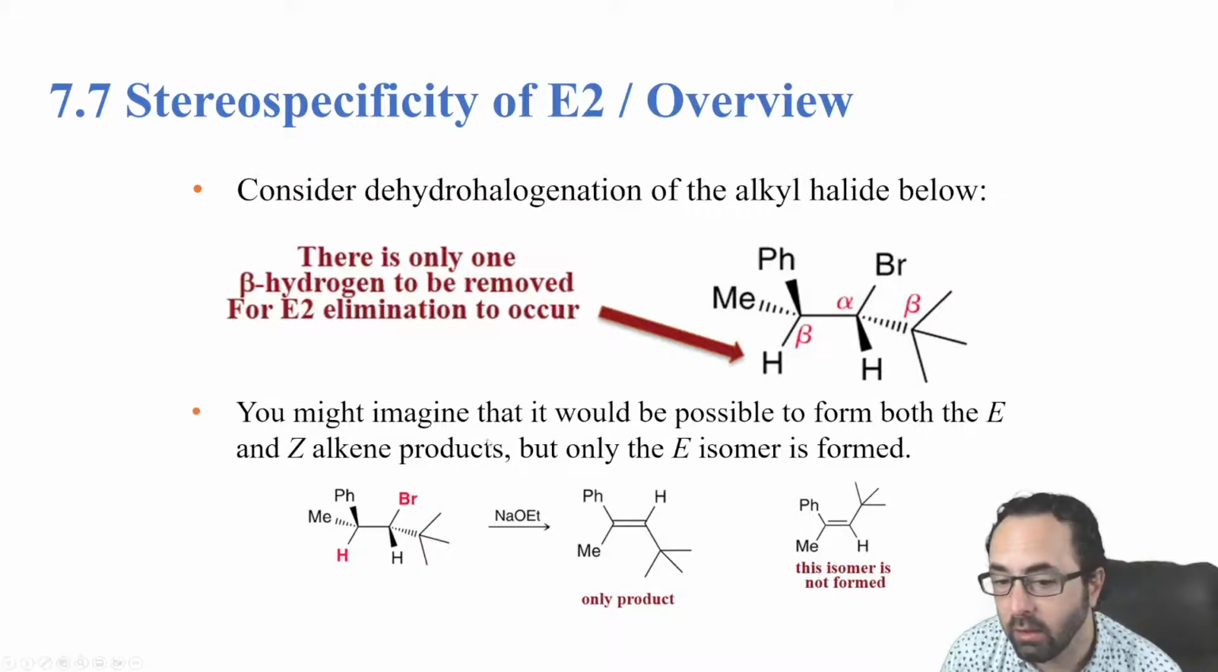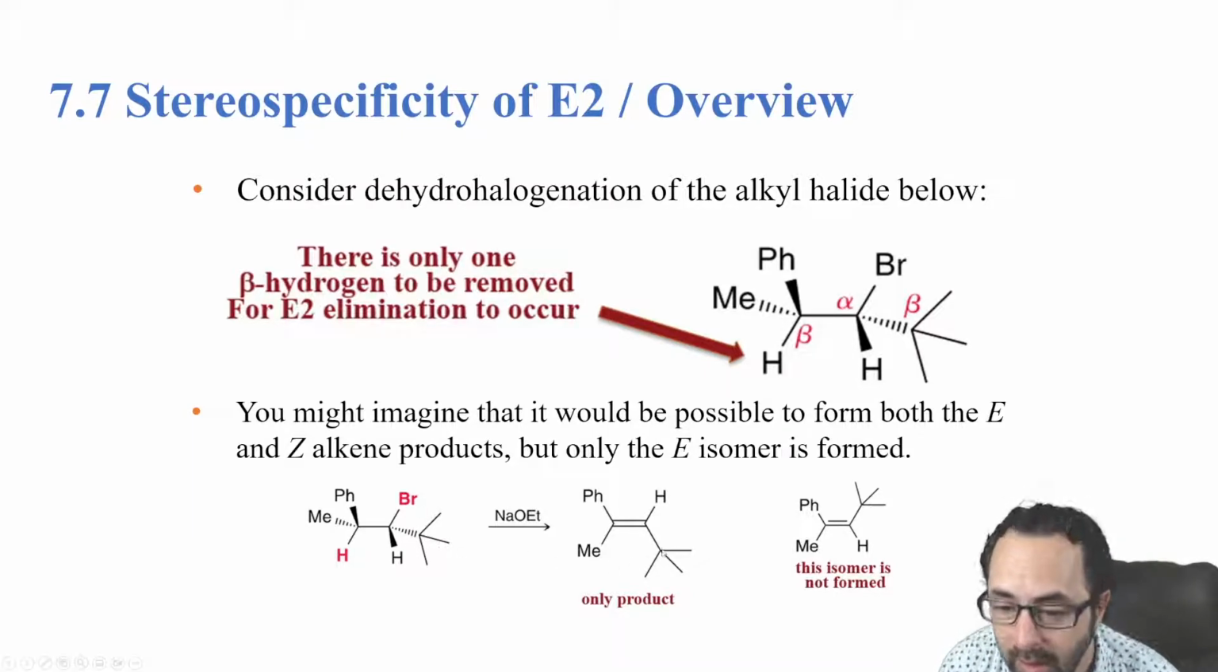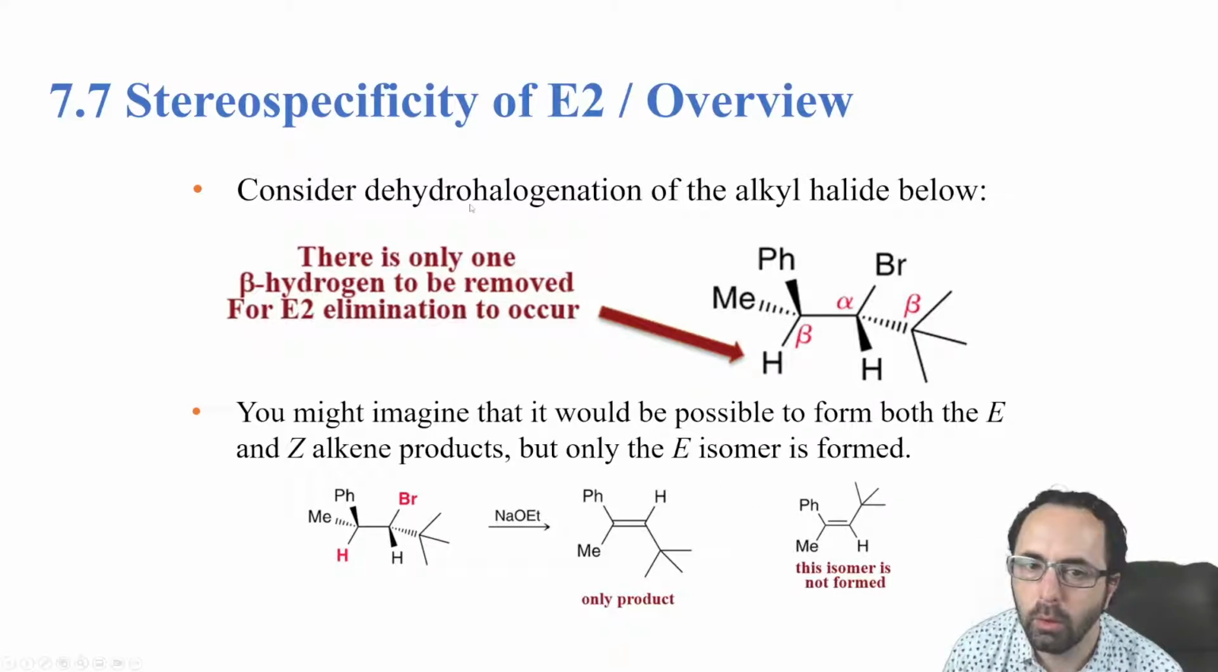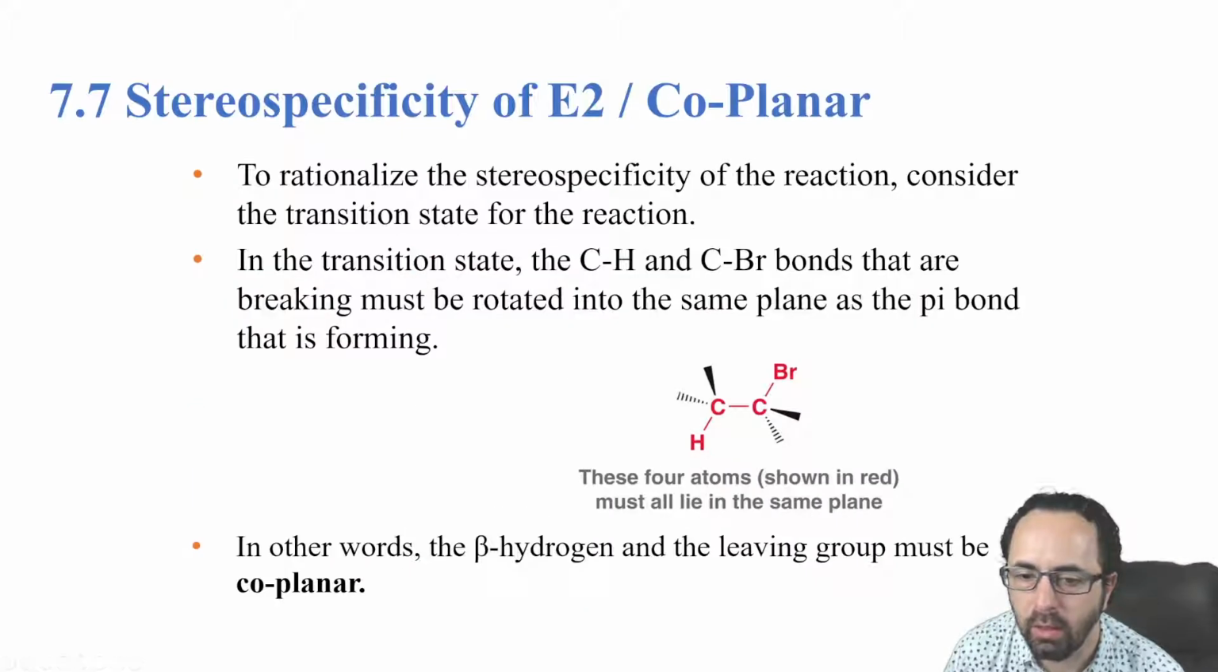So you might imagine here that it would be possible to produce both E and Z products. We can't say cis and trans here because there are 4 different groups, but you might think that it's possible to form both E and Z products. But the answer here is that in this case, you can only get one product. So here, this is the product where the phenyl and the hydrogen are on the same side of the double bond, and the methyl and the tert-butyl are on the same side of the double bond, as opposed to the other isomer, which cannot be formed. This is referred to as stereospecificity. And let's talk about the way in which this occurs.